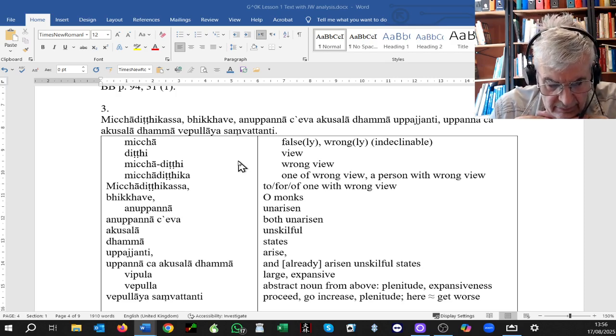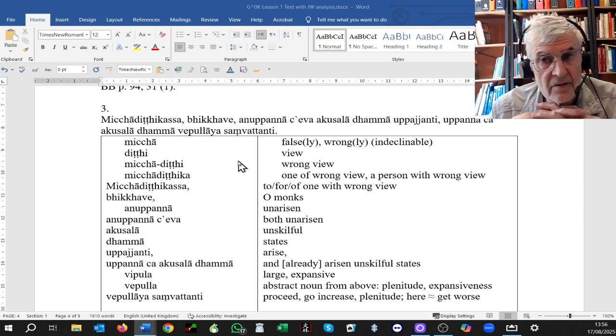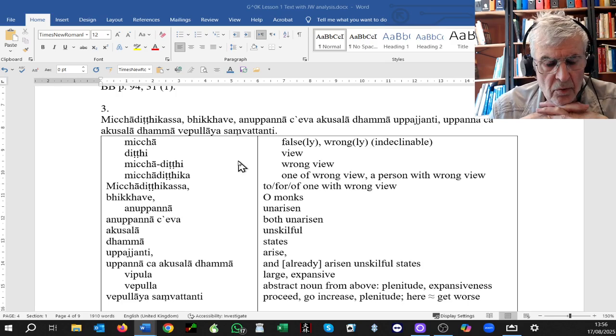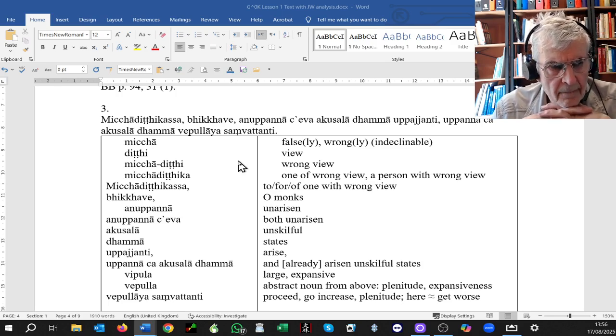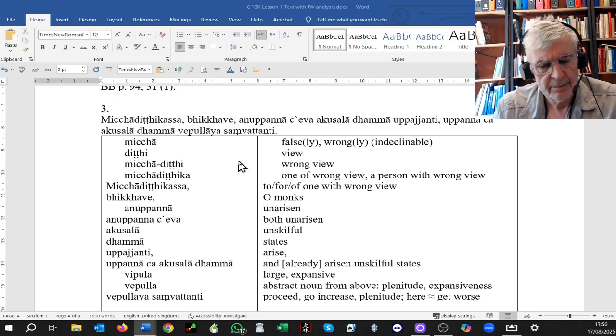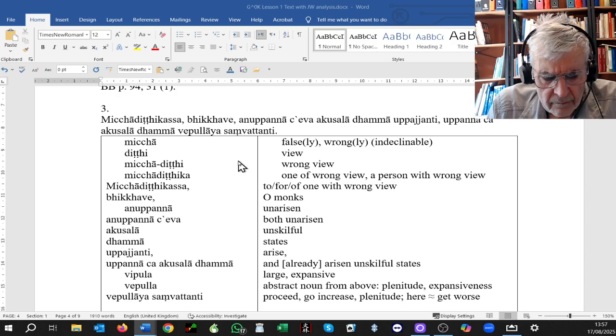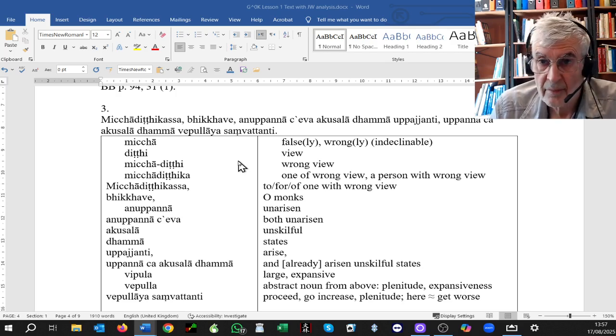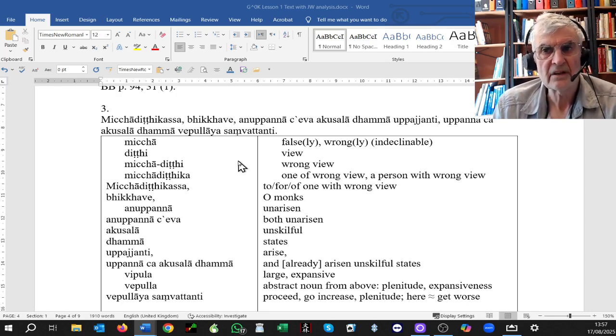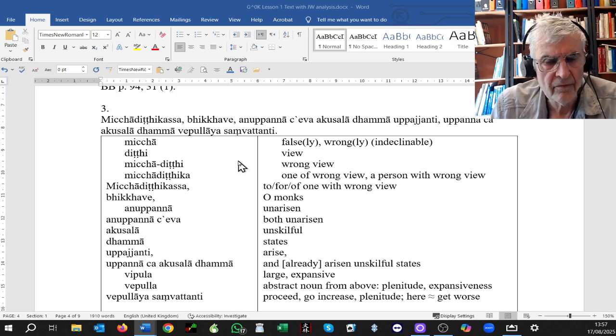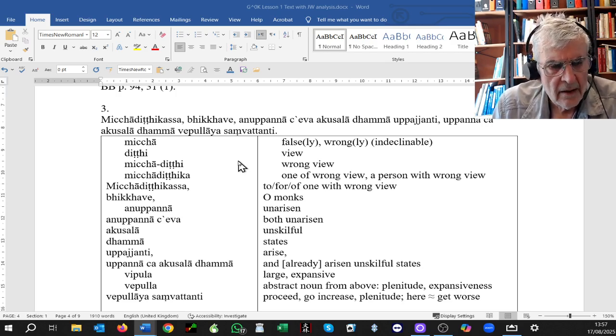The word micchā is used only as a prefix. It's an indeclinable word. It means false or wrong, or falsely or wrongly. You only ever find it prefixed to another word. It doesn't stand as an independent word, I don't think it does. And so we have micchādiṭṭhi. This is the most common word in which it appears. Micchādiṭṭhi is therefore false view or wrong view.